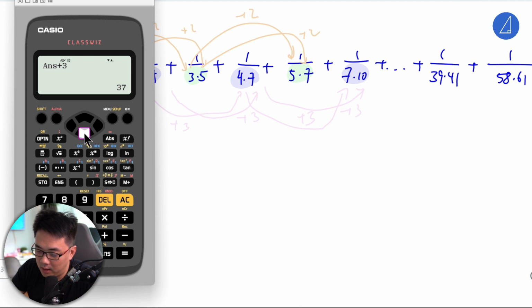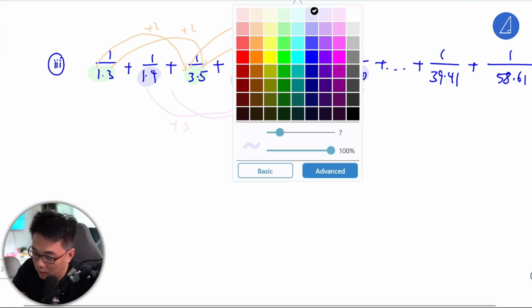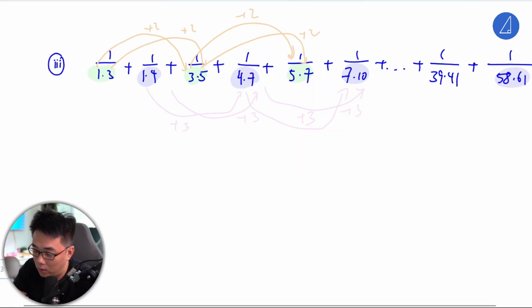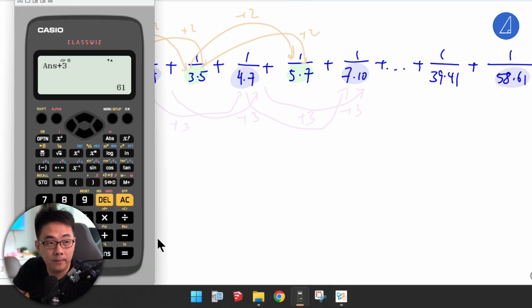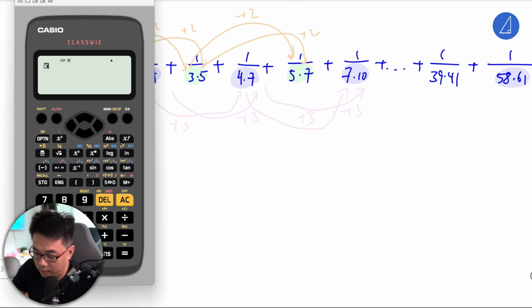So 39 doesn't belong to the 58. Does it belong to the 58 one? Okay, I think it does. Let's see. 61. Oh, this is until 61. So the blue one belongs to the 61. Wow. So I guess the green one belongs to the 39. Let's look at the 39. Is it 39? So we have got 5 plus 2. I think so. It belongs to 39. There you go. So this belongs to the green one.